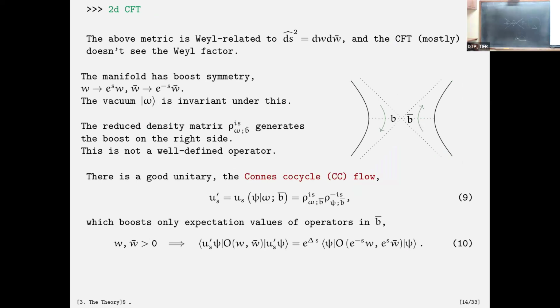So now I'll take a 2D CFT, and as was just mentioned, this metric is just a flat factor. So for most purposes, the CFT doesn't even realize that it's in AdS2. But there are boundary conditions at the end of the open string, some Cardy boundary state.